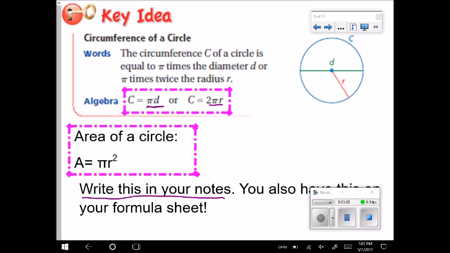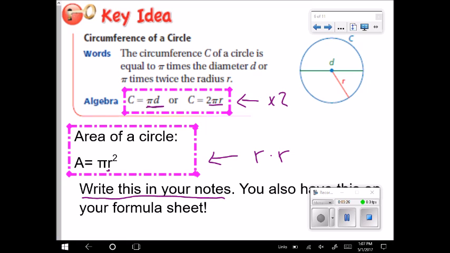Also listed on this screen is the area of a circle formula. That is A equals pi r squared. Okay, so notice the difference between 2 pi r and pi r squared. Here we're multiplying by 2. Here we're multiplying by whatever it is. We're multiplying r times r. So whatever r is, we're multiplying it by itself. Big difference there.